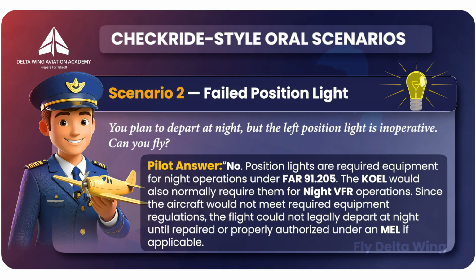Position lights are required equipment for night operations under FAR 91.205. The KOEL would also normally require them for night VFR operations. Since the aircraft would not meet required equipment regulations, the flight could not legally depart at night until repaired or properly authorized under an MEL if applicable.